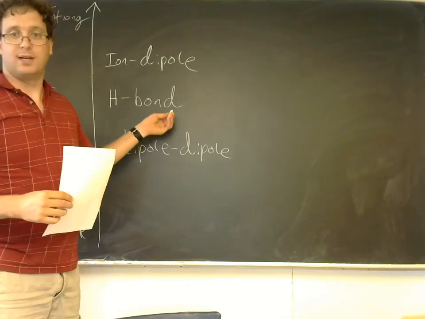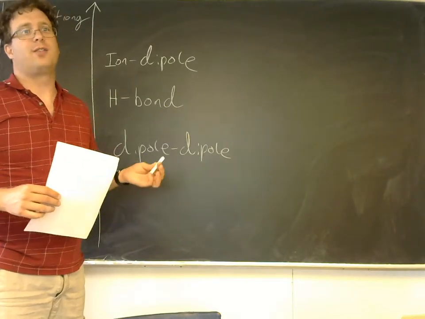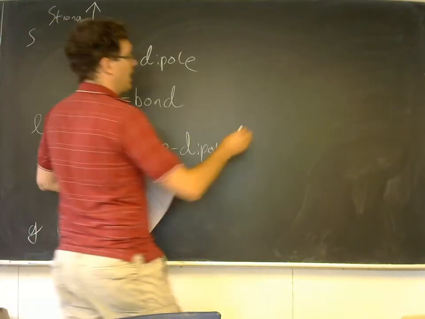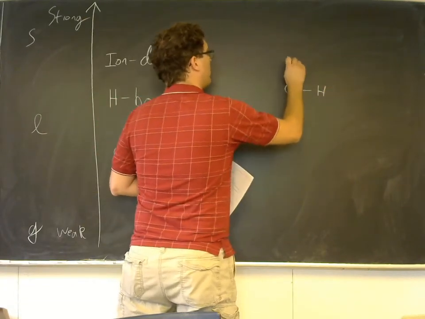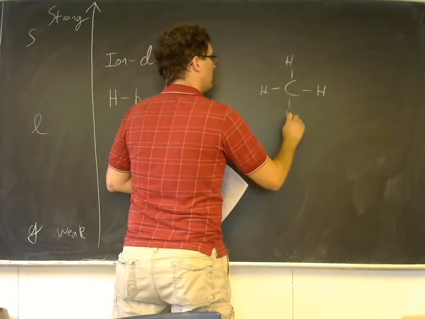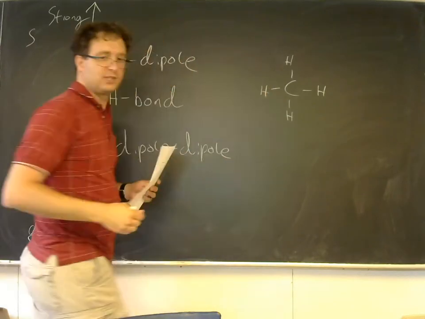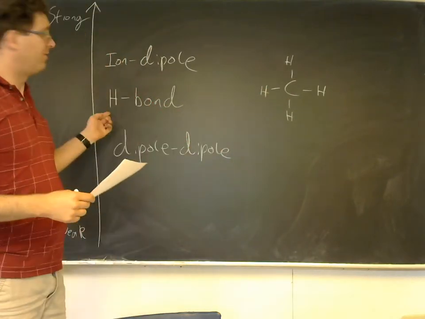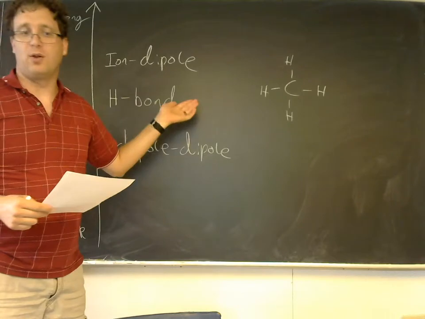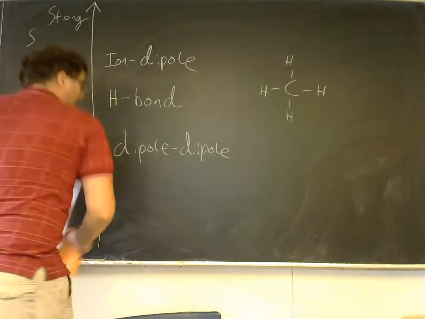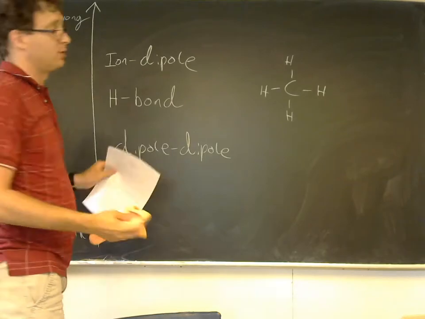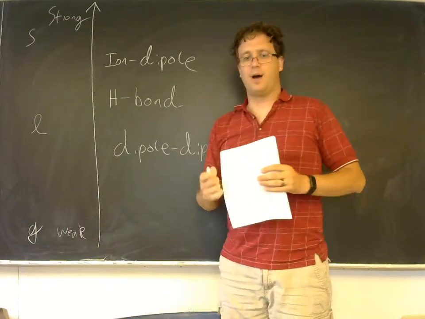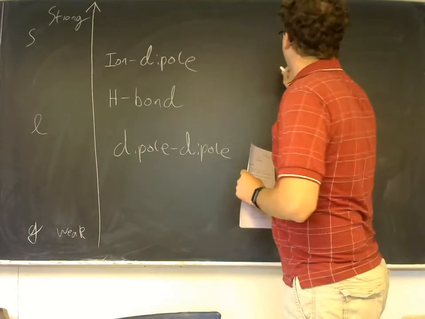Hydrogen bonds in this context are not just the covalent bonds that are made by hydrogen atoms to other atoms. For example, here's a methane molecule, CH4, and here we have four hydrogens bonded to the carbon. Well, there are no hydrogen bonds of this type in the methane molecule. So we need to talk about what a hydrogen bond intermolecular force really is and how to recognize when they are present.